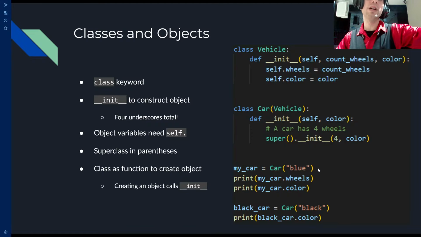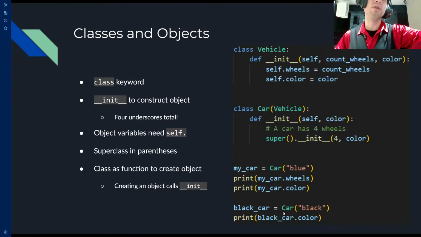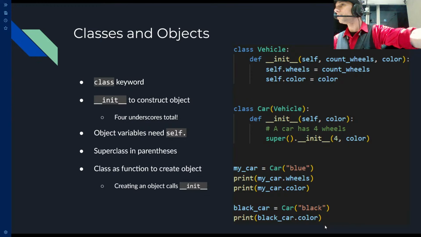So then if I create a new car with the color blue, the number of wheels is hard coded to 4 here, and the color is going to get set to blue. If I run this, it's going to print 4 and it's going to print blue. And then to demonstrate encapsulation, how objects are separate, if I create a new variable and construct a new car and set the color to black, the color will be black instead. And this would still be blue if I printed it again. Does that make sense? Great.